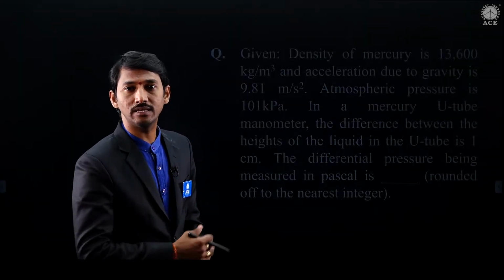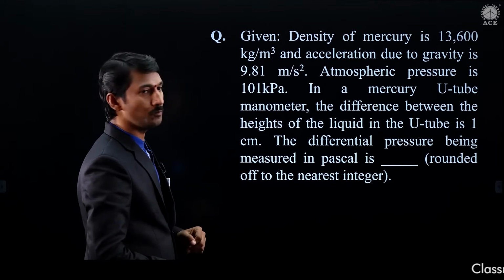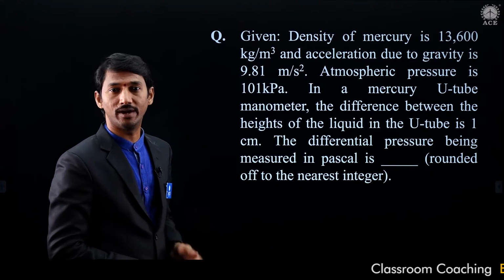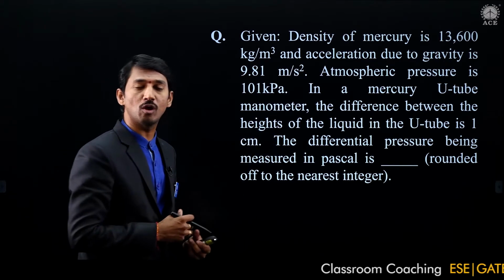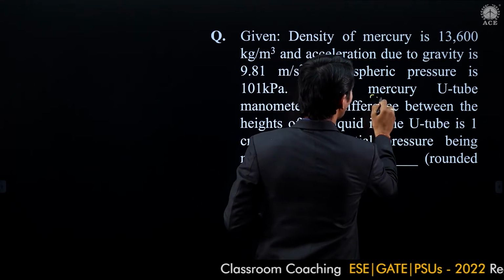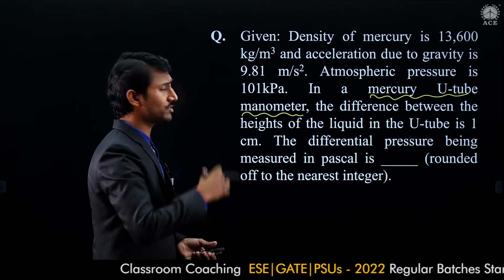The question from sensors and industrial instrumentation is related to the mercury U-tube manometer, a pressure measuring device. So the question is from the topic of measurement of pressure. Here, mercury U-tube manometer data is given. Let us see the question.